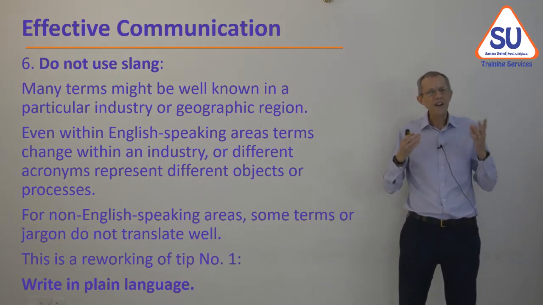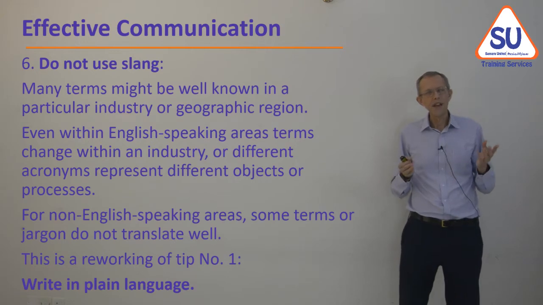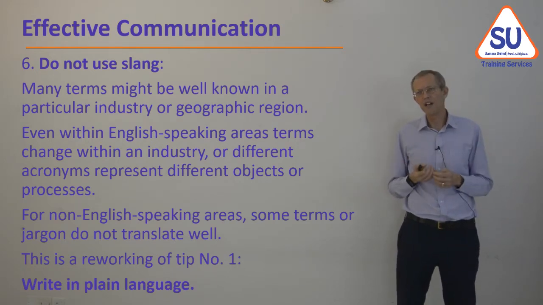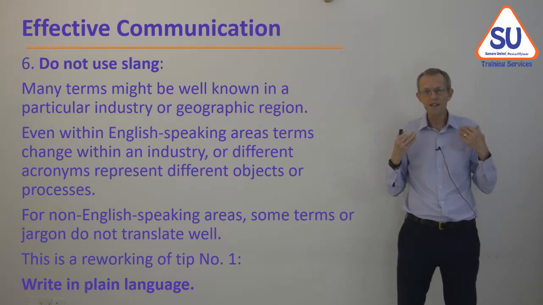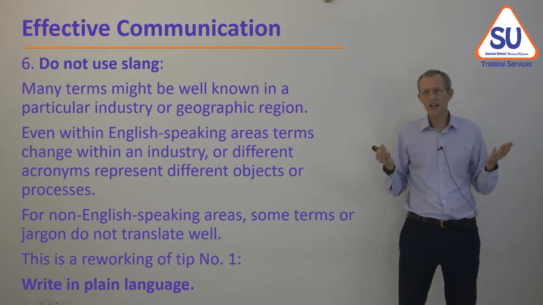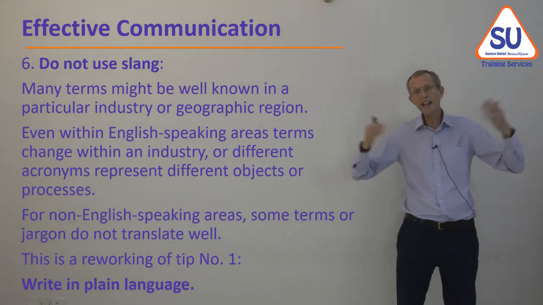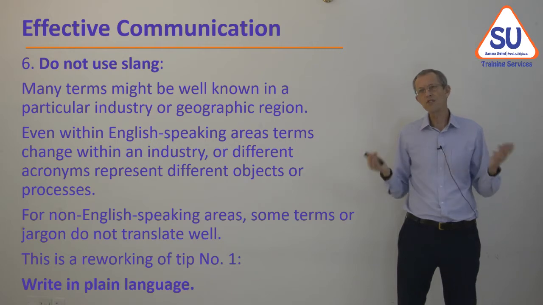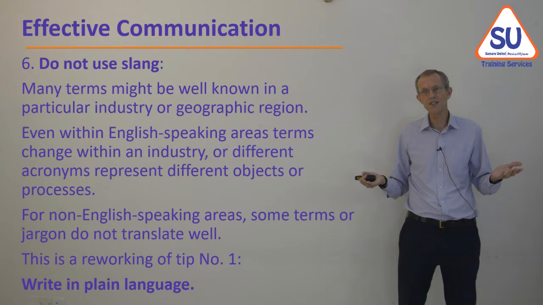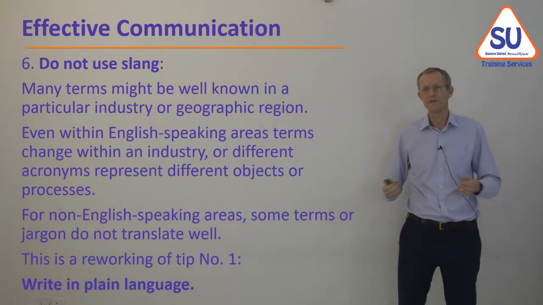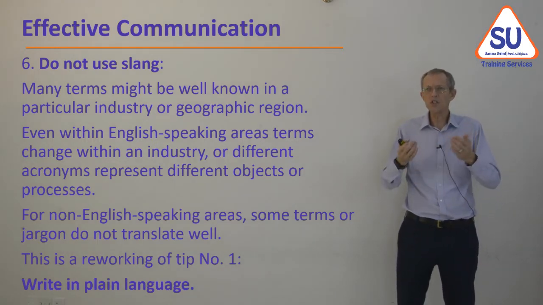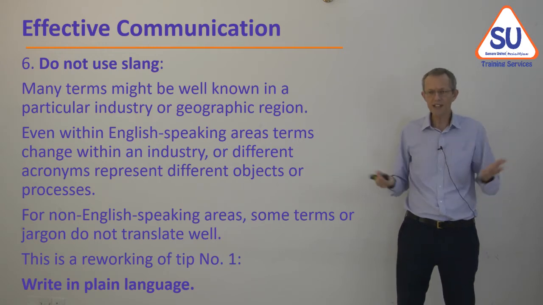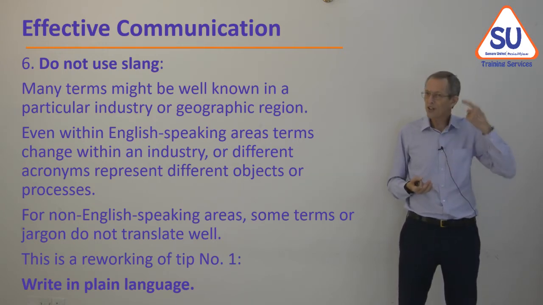So, if I work in a particular industry, there may be some words that are clear to me, but not clear to you. So I'll use a piece of slang. In English, I can say to an English person, it's raining cats and dogs. There are no cats and there are no dogs. It's a slang phrase that means it's raining very heavily. So I should not use slang because it's not clear. Imagine it getting translated. It's not clear.